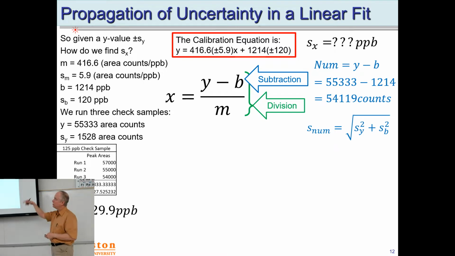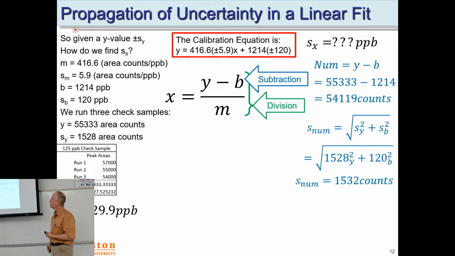And we have all of those terms up there on the left. So we take the uncertainty in y, which was 1528, and the uncertainty in b, which is 120. We square those, add them together, and take the square root. So our numerator uncertainty is 1,532 area counts. Okay, so now we know the numerator and S numerator. And now we can use the relative standard deviations to do the fraction uncertainty.